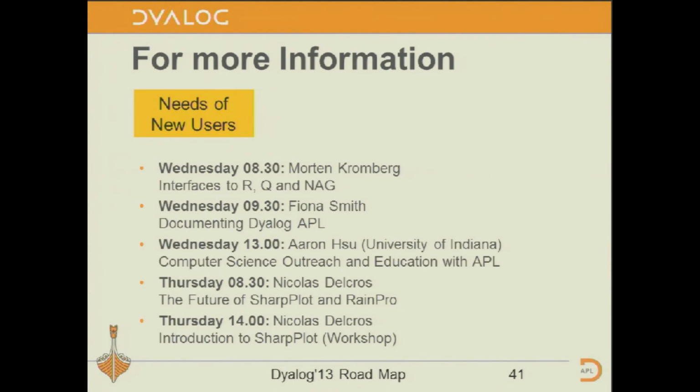For the new users, we have a whole bunch of sessions. I'm going to be talking about some interfaces we're building to 3 different systems: statistical package R, KDB, which is a columnar database, extremely fast, also known as Q, and numerical algorithms group, numerical library. Fiona's going to be talking about and soliciting input on documentation. Aaron's going to be talking about how he uses APL to teach. And Nick has both a short presentation in the main conference and then a workshop on sharp-plot.